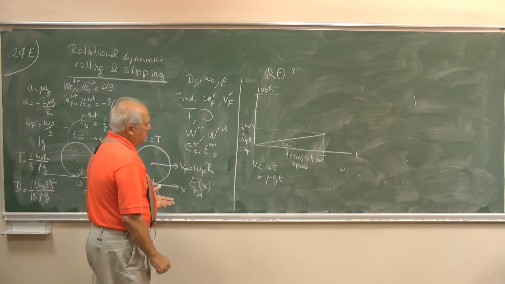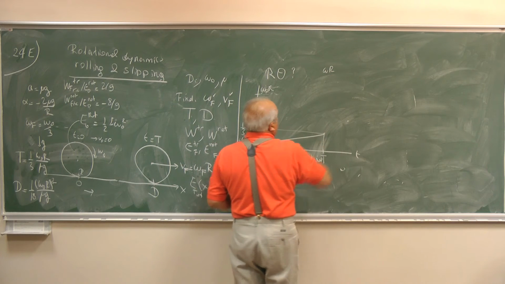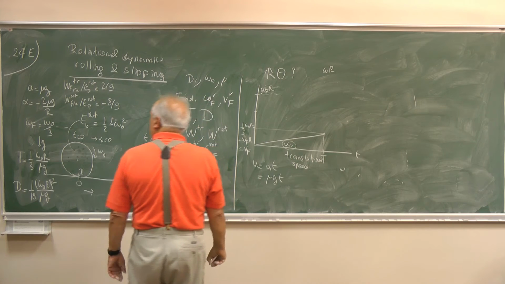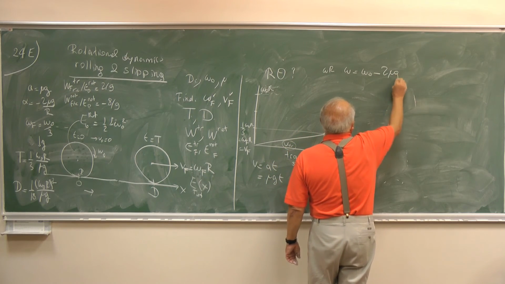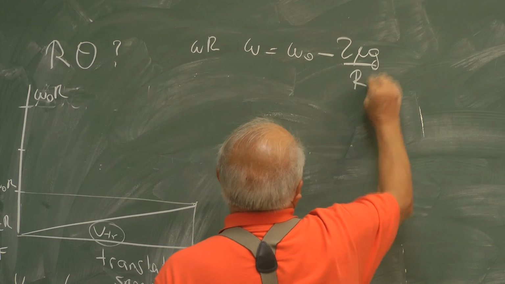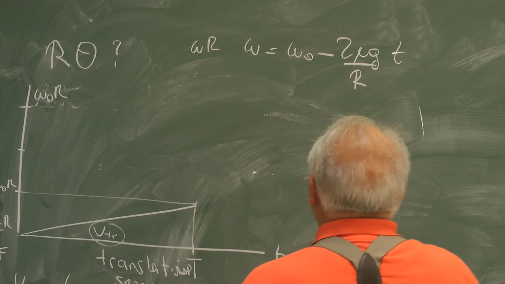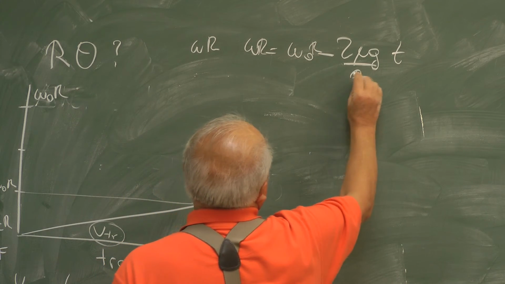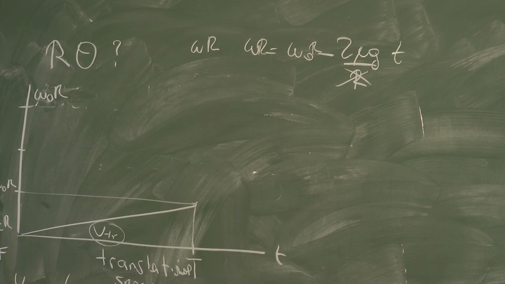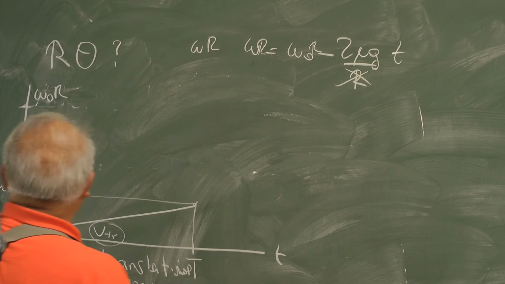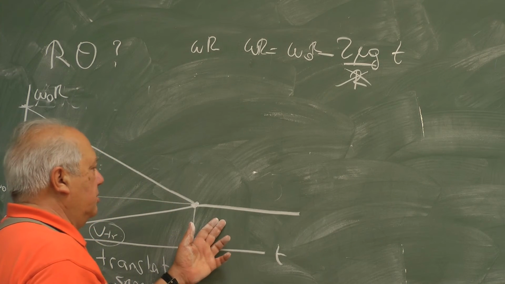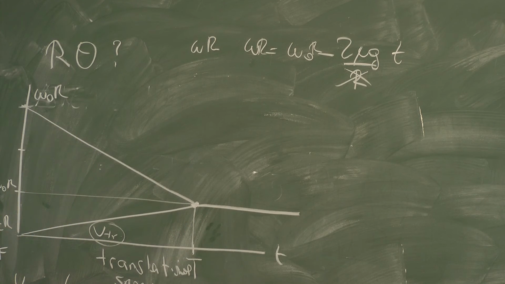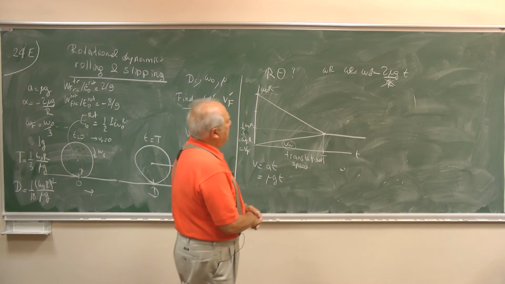So this is the translational speed, V translational. Now the rotational speed, I will call it omega r. We found omega is omega 0 minus 2 mu g over r times t. If I multiply by r, that's 2 mu g, so it is made into a linear speed, and this is the rotational speed. So it is decreasing like that. Here they meet, and from then on there is no longer friction, because otherwise the disk would accelerate. It would simply move with a constant speed.